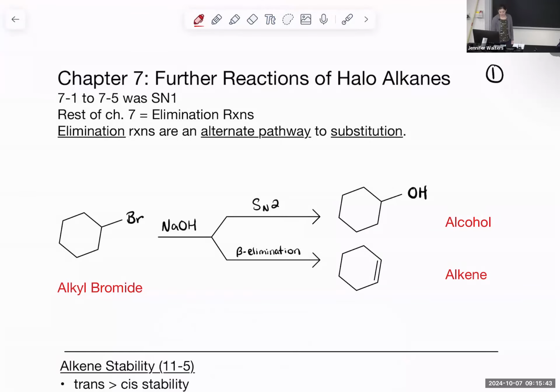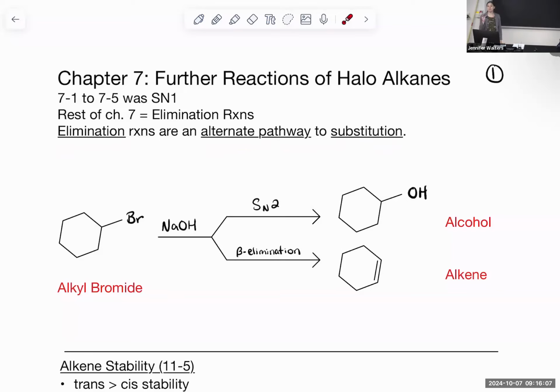Dope. Let's get into the second half of chapter 7, which is elimination reactions. I don't know why the textbook does it this way, but our SN2 was all of chapter 6, and then SN1 was the first half of chapter 7. So now the second half of chapter 7 is eliminations.